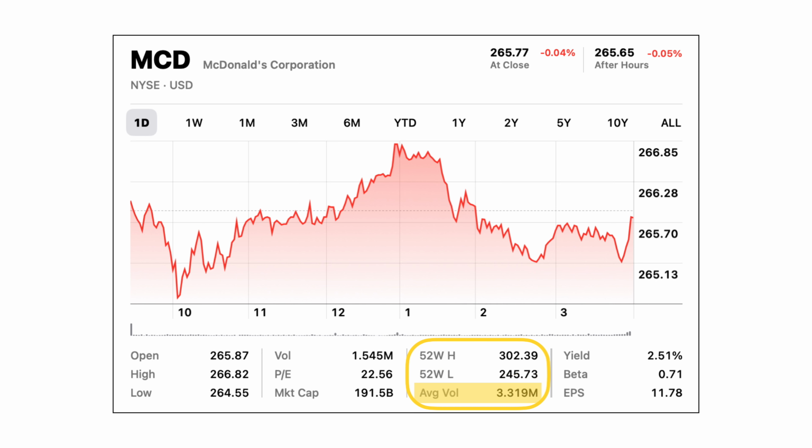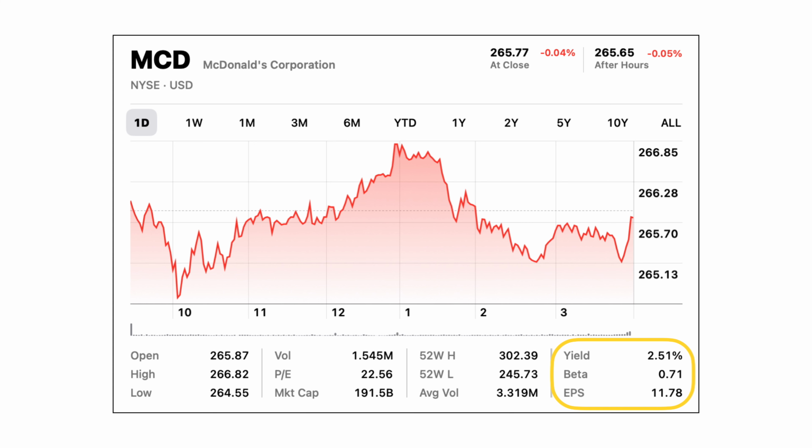And then right here, the average volume, it's going to be the average trading volume in the past year. So the volume on the day was 1.545 million, and that's a little bit below. That's actually quite below the average volume on an average day of 3.319 million transactions per day on that stock.